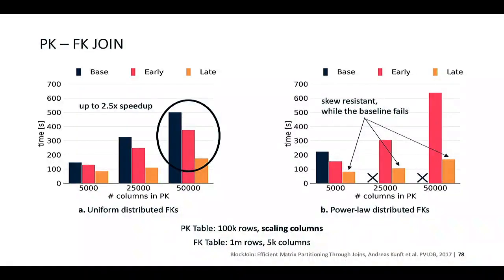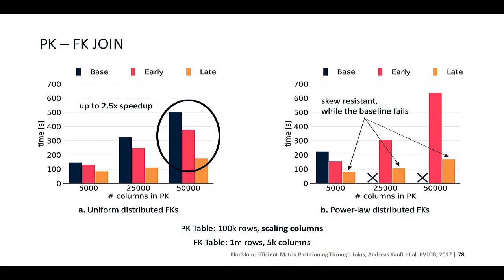Now I want to show you some results for the implementation we did on Apache Spark. The results I show you here are for a primary key foreign key join, but the approach is not limited to primary key foreign key joins. You can apply it to arbitrary joins. On the left-hand side, you have uniformly distributed foreign keys. On the right-hand side, you have power law distributed foreign keys. We have a fixed number of columns in the foreign key table, and we scale the number of columns in the primary key table. So this would be an example where the late materialization would be superior to the early materialization.